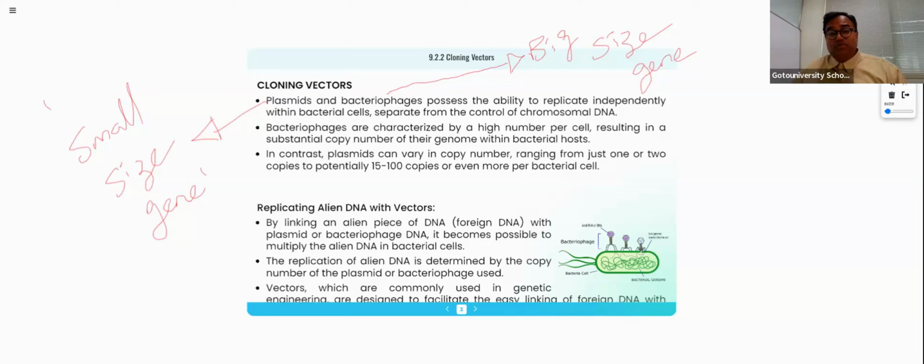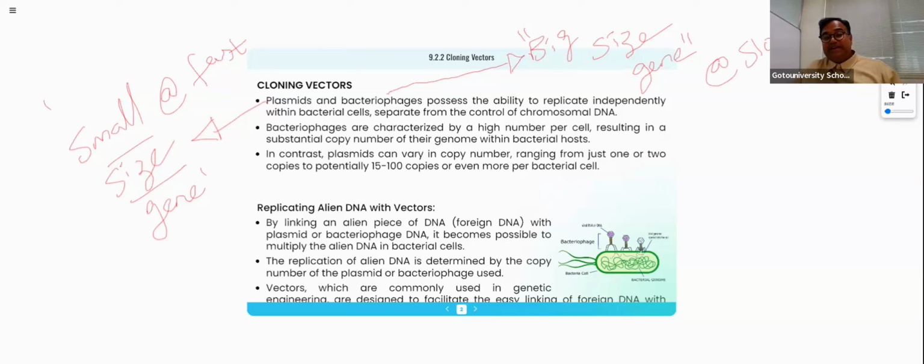Small size gene duplication is possible with the plasmid, but not big size gene. Bacteriophage can duplicate the big size gene, but not at a fast rate. I'm a bacteriophage DNA. I can duplicate the big size gene into many copies, but at a slow rate. Plasmid DNA duplicates a small size gene at a fast rate. So the duplication of the small size gene at the fast rate is possible with the plasmid, and the duplication of the big size gene at the slow rate is possible with the phage DNA.